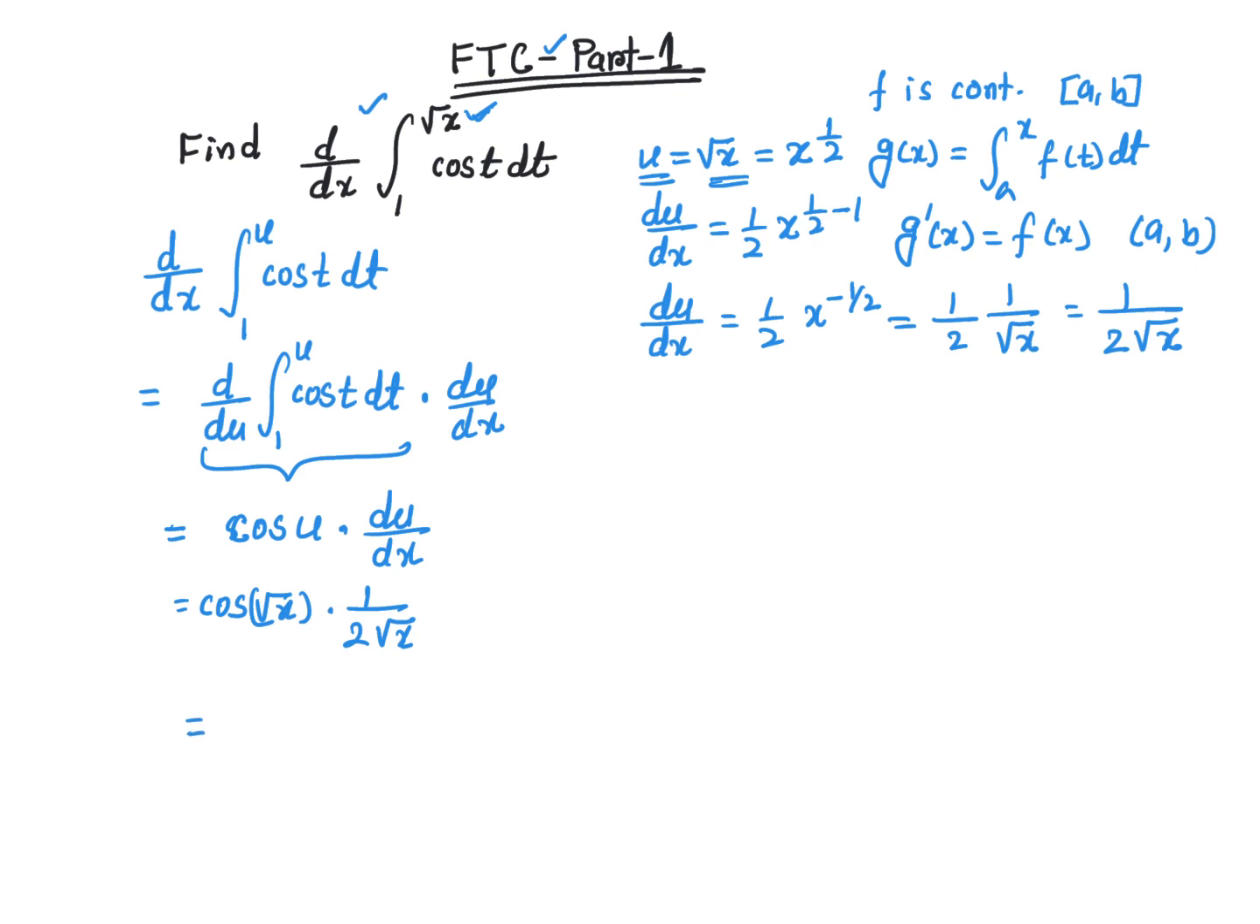So my final answer is going to be cosine of square root of x divided by 2 times square root of x.